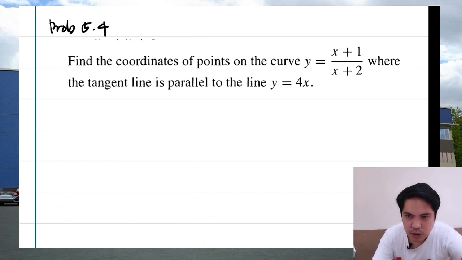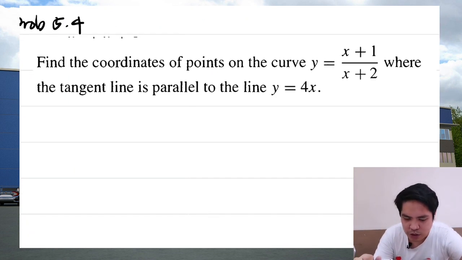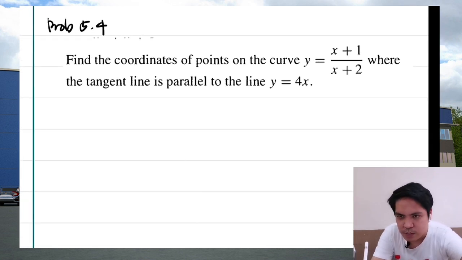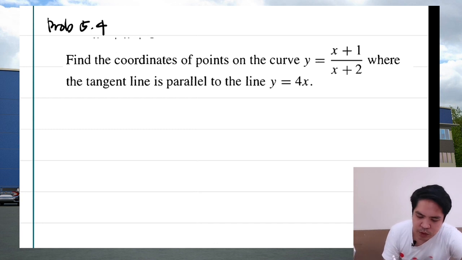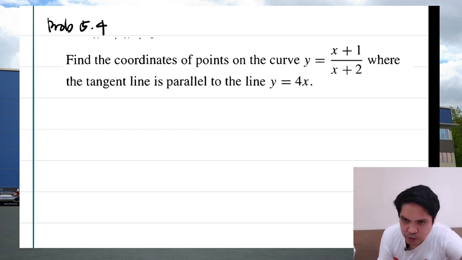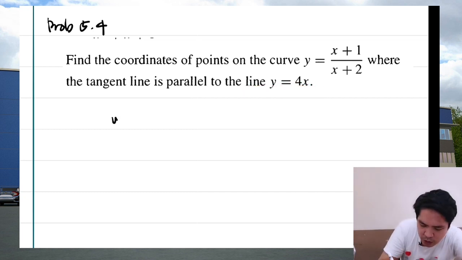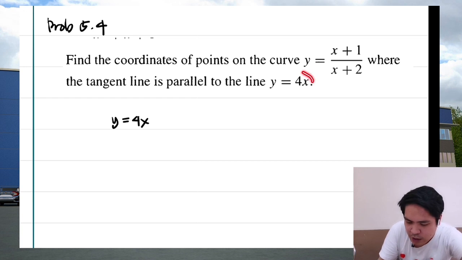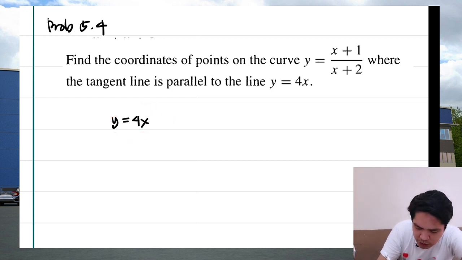Now let's try this one, problem 5.4. Find the coordinates of points on the curve y equals x plus 1 over x plus 2, where the tangent line is parallel to the line y is equal to 4x. Okay, so we need to get the points on the curve where the tangent is parallel to this line. So if we have y is equal to 4x as our reference line, so reference lang to siya. If the tangent is parallel to this, therefore they must have the same slope. So therefore we say that mt is equal to 4.